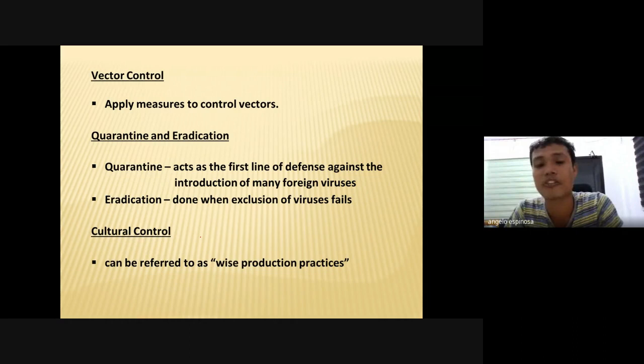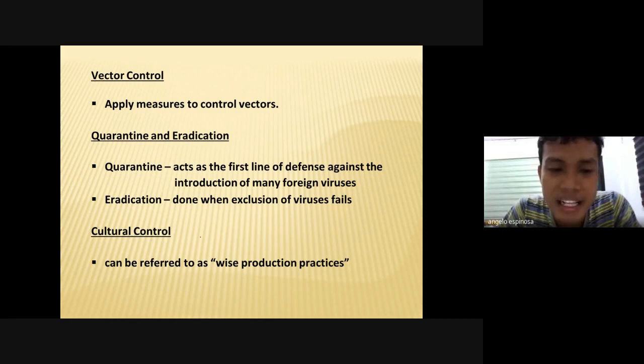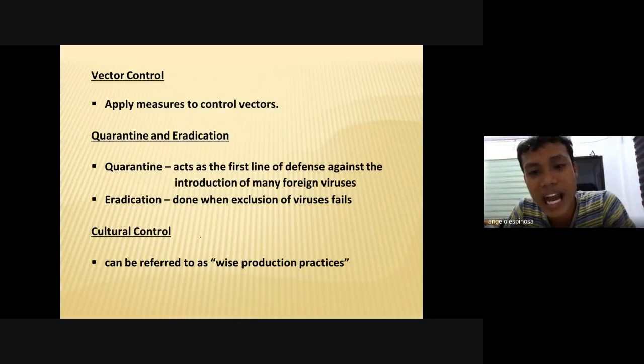And then followed by eradication. Nagkakaroon lang ng eradication once ang isang bagay ay na-infected by a virus. So eradication yung gagawin natin when exclusion of viruses fails. Example, ASF, African swine fever. Anong ginagawa sa eradication? Kahit buhay pa ang baboy, tinatapon nila sa isang bangin, tapos sinusunog nila. Pag naging ash na siya, tinatakpan na nila ng lupa. So that's how you are going to eradicate virus.